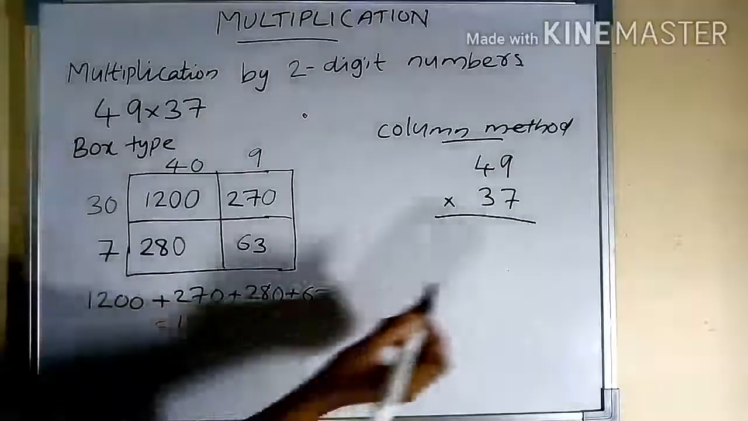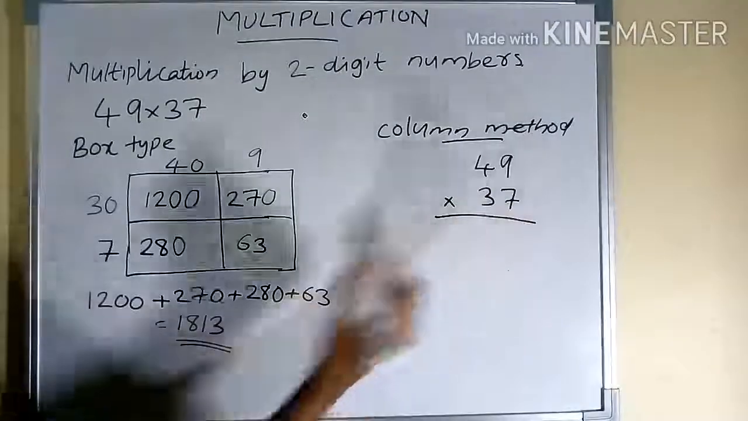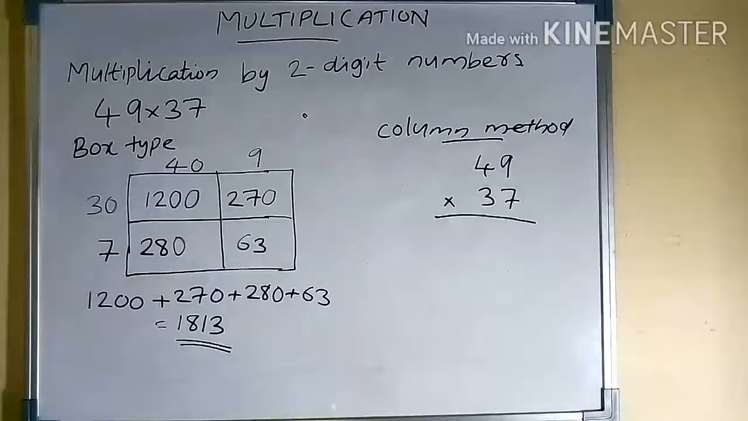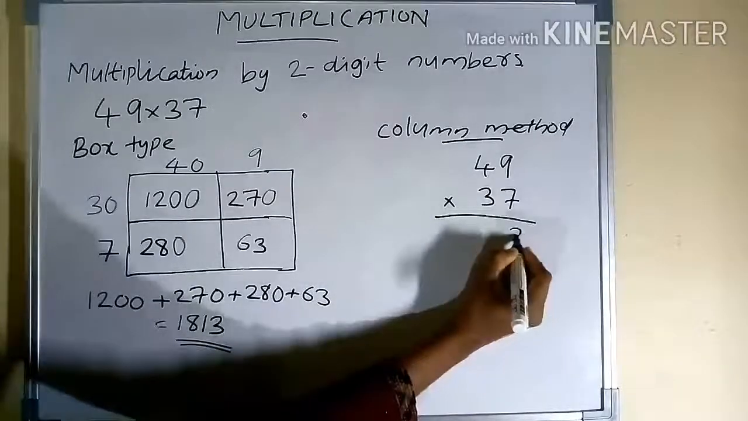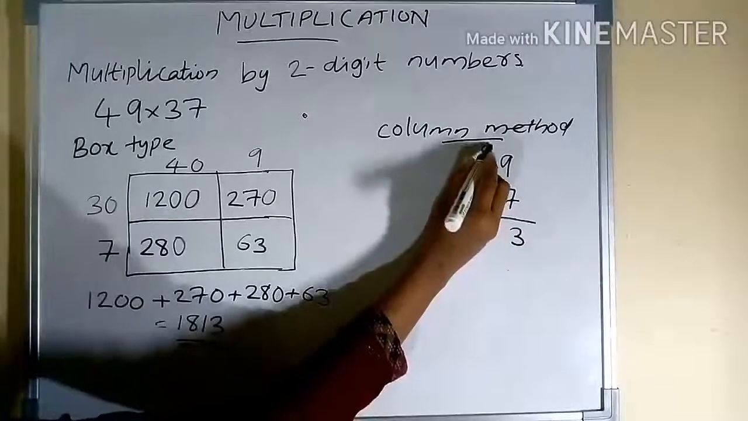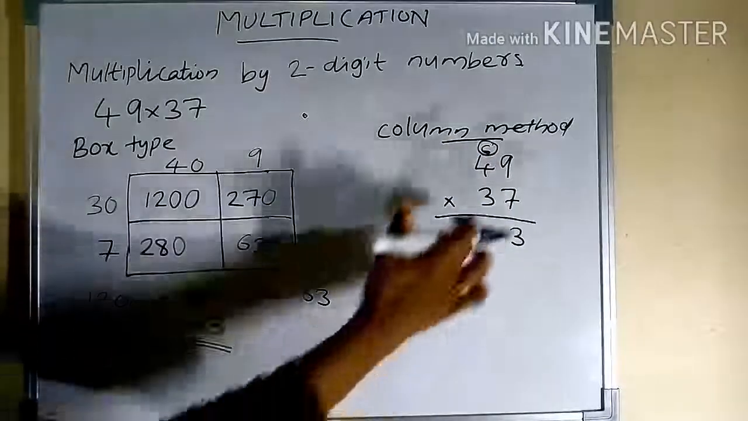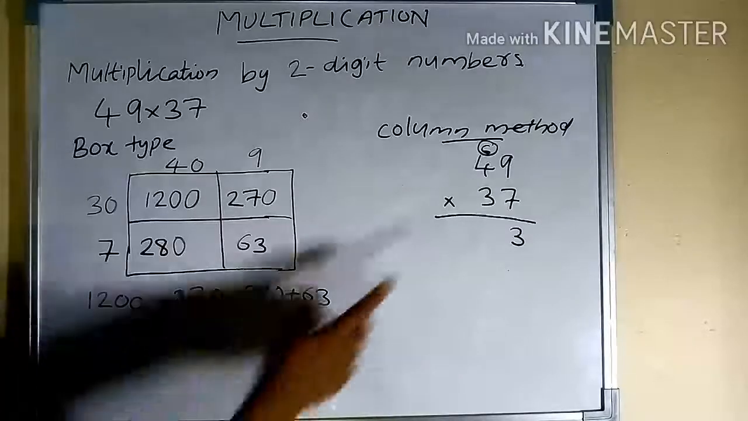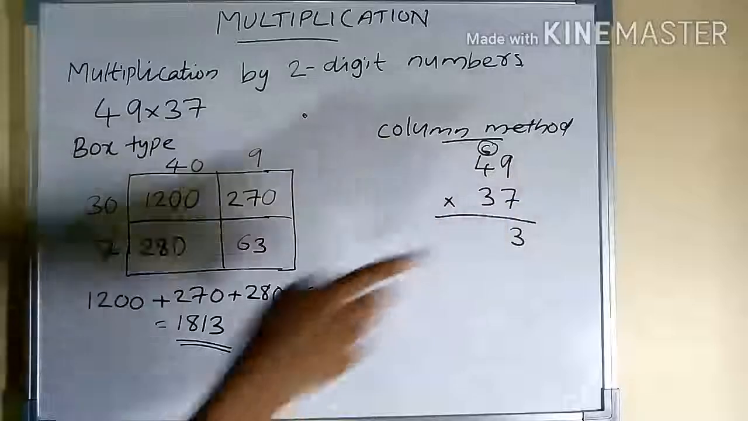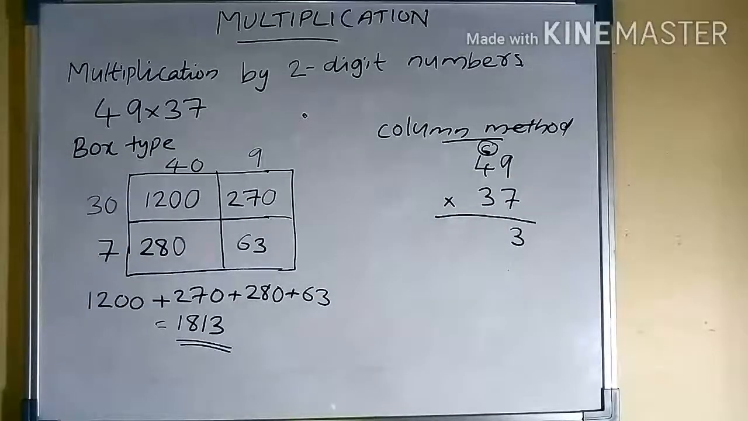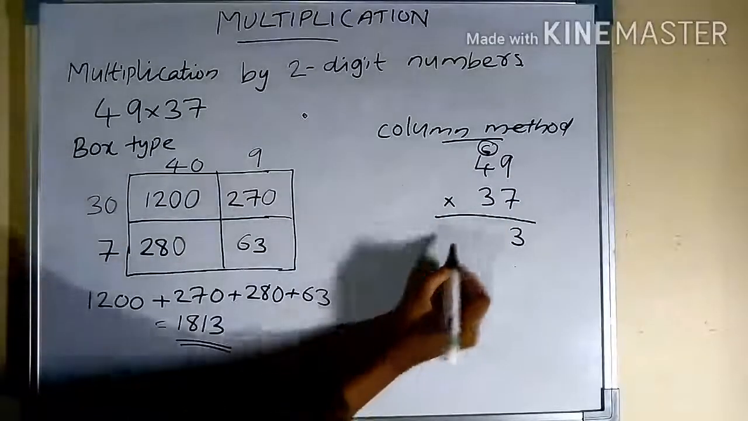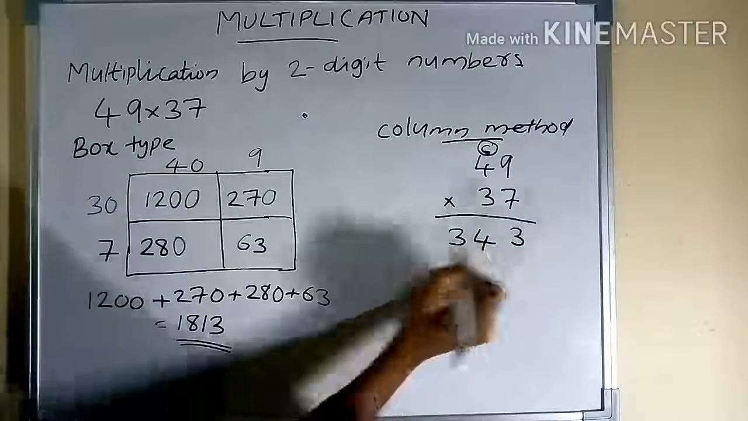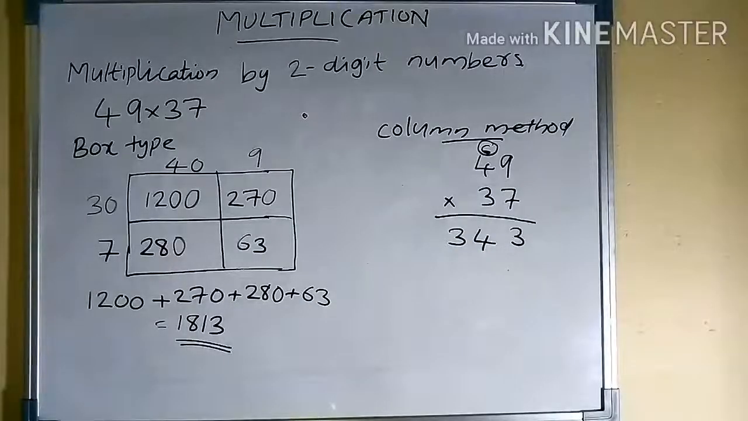That is, first we multiply 7 into 9. What is the answer? 7 into 9 is 63. So, write 3 here, remaining 6 carried over here. Next we multiply 7 into 4. What is the answer? 7 into 4? 28. And add this 6 to 28. So what is the answer? 34.